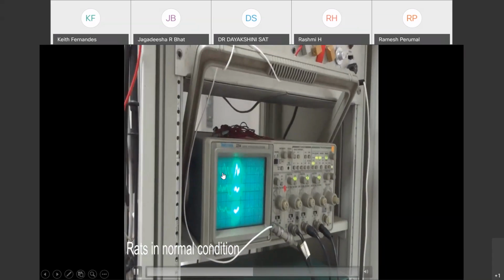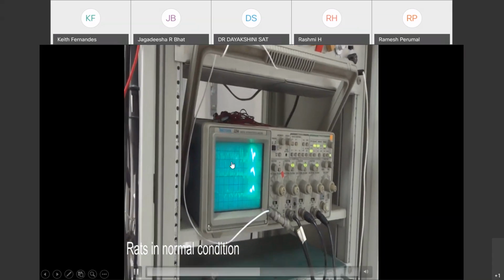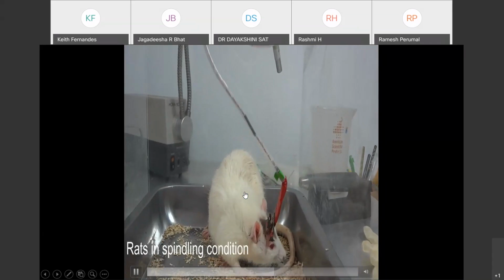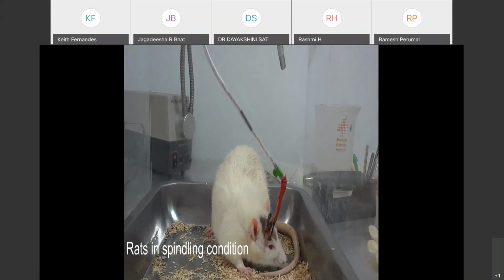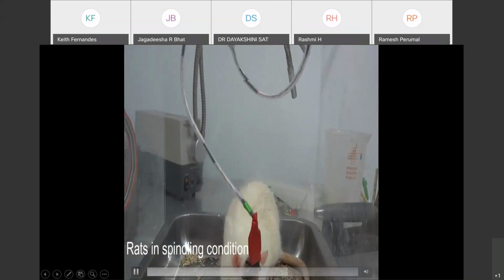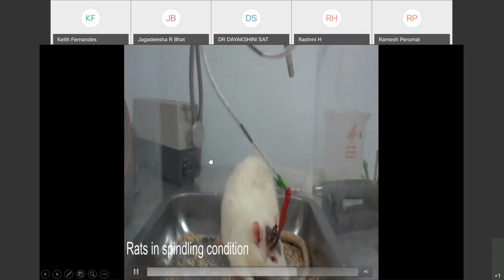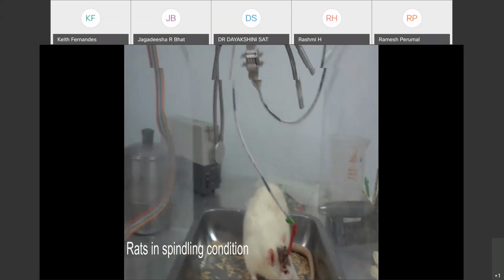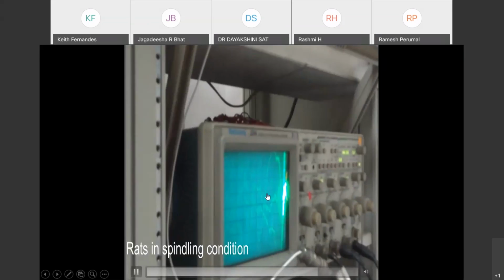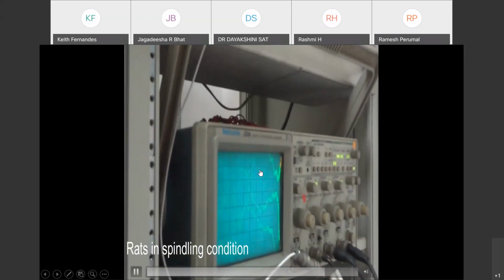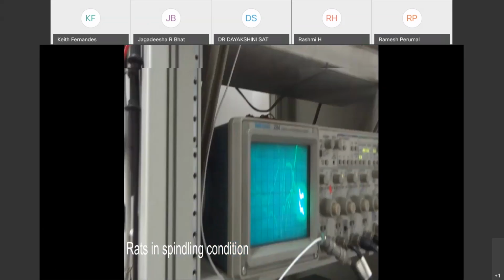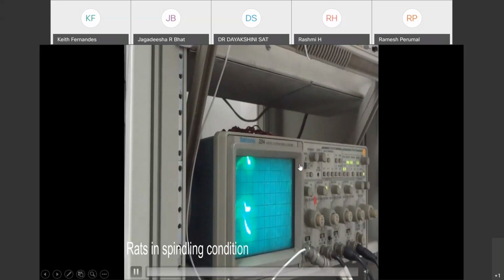Under normal conditions, you see that the local field potentials are random, with low amplitude oscillations. But during spindling, you see abnormal or involuntary movements, a series of involuntary movements. You can see the oscillations are of very large amplitude, and they also have some rhythmicity compared to the non-pathological state.